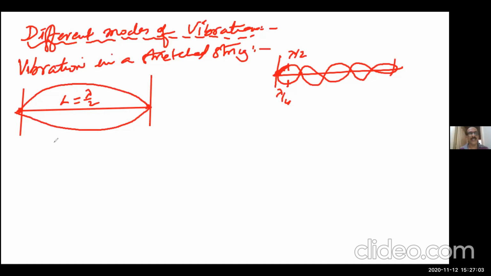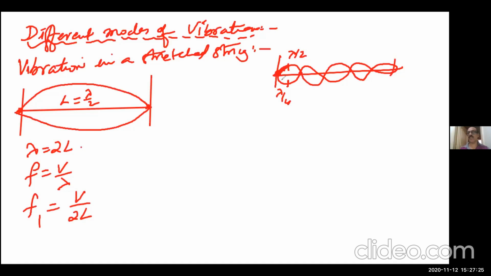So here we can say lambda is equal to 2L. But we know frequency is equal to V by lambda, V is equal to F lambda. So F is equal to V divided by 2L. So this is the minimum frequency on a string we can produce.